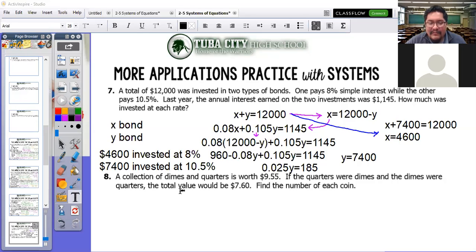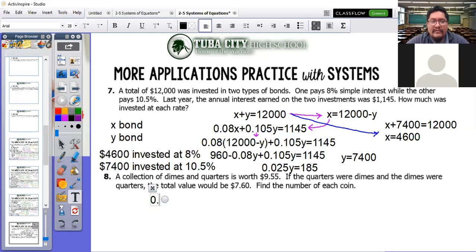All right, now this one's another one because we've already seen two problems that look a lot like this, where we're looking at coins. But this one's going to be a little bit different too. A collection of dimes and quarters is worth $9.55. If the quarters were dimes and the dimes were quarters, the value would be $7.60. Find the numbers of each coin. This one's really tricky because we've never seen a question like this, where basically we're switching the value.